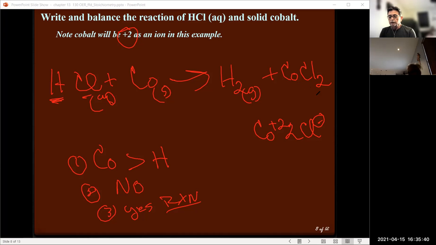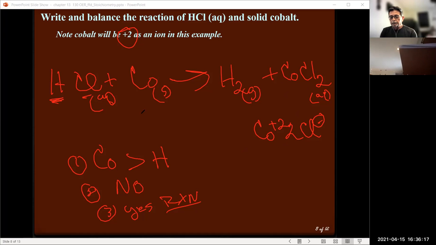Now, its physical state, obviously, HCl is aqueous, cobalt is solid, hydrogen is a gas. What do we know about cobalt chloride? Cobalt 2 chloride, okay? We know that all chlorides on the solubility table are soluble. And it's aqueous, that is correct, Samara. So it's aqueous because it's soluble based on the solubility table. Now we have the reaction. Okay, now we know the products. Now we wrote down the reactants, we wrote down the products. Now what we got to do is balance it.